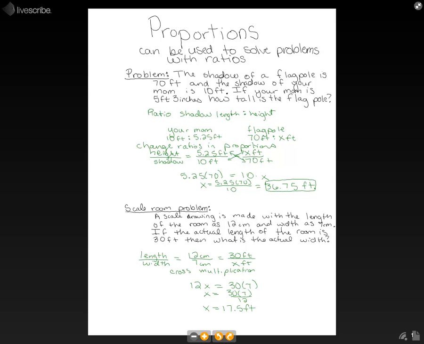17.5 feet. So this is how you can use proportions to solve problems based on ratios, and how to use cross multiplication to solve those proportions.